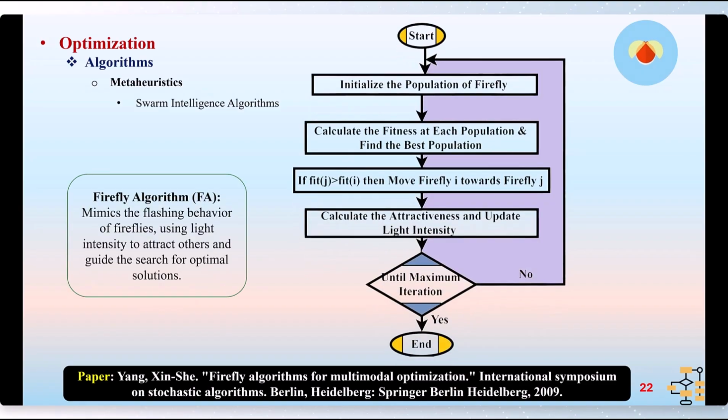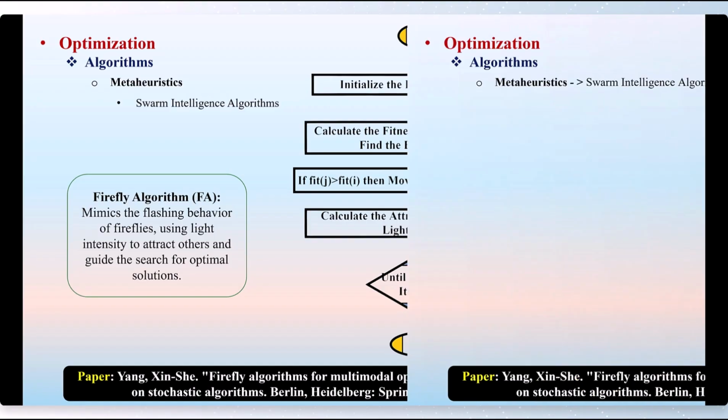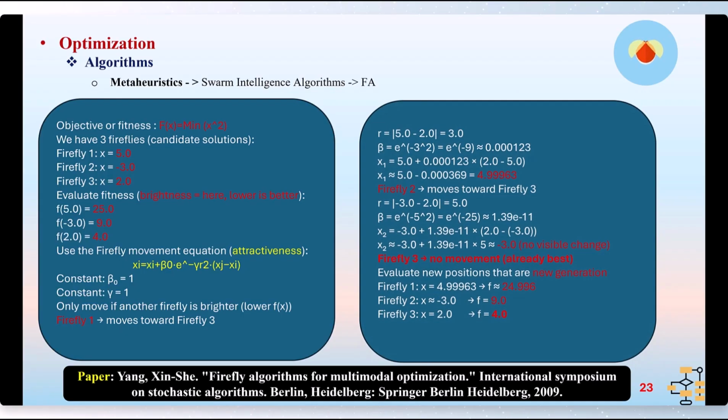Here we can see the flowchart of the firefly algorithm, which mimics the flashing behavior of fireflies, using light intensity and attractiveness to guide the search for optimal solutions. Also, you can find the paper in the caption. The firefly algorithm is from the family of swarm intelligence algorithms. So here we can see an example of the firefly algorithm.